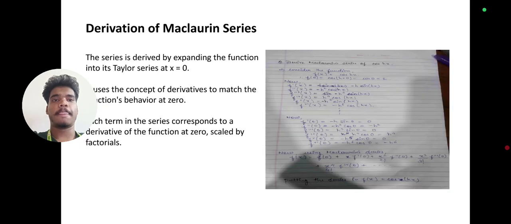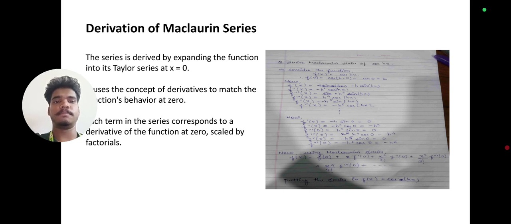Next, derivation of Maclaurin's series. The series is derived by expanding the function into its Taylor series at x equal to 0, using the concept of derivatives to match the function's behavior at 0. Each term in the series corresponds to a derivative of the function at 0, scaled by factorials.